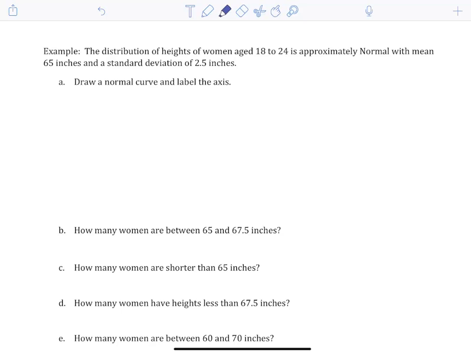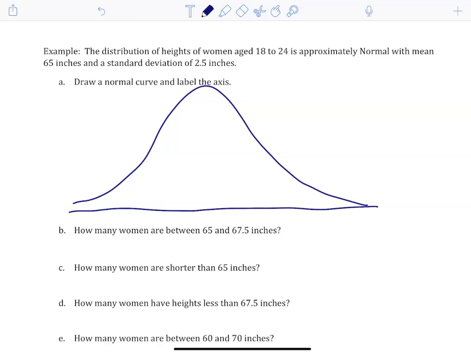Let's look at an example of how we can answer questions using this normal distribution and the rule that we just went over. If we know that the distribution of heights of women is approximately normal with a mean of 65 inches and a standard deviation of 2.5 inches, we can draw our normal curve. They're not the easiest things to draw, so just get something that looks somewhat similar. And we'll put 65 exactly in the middle.